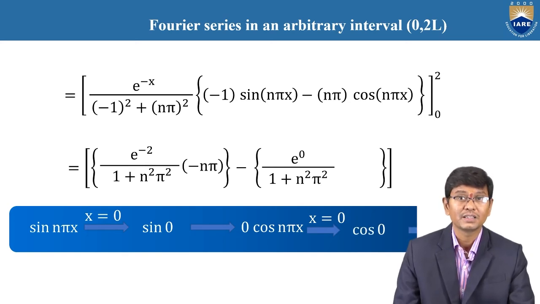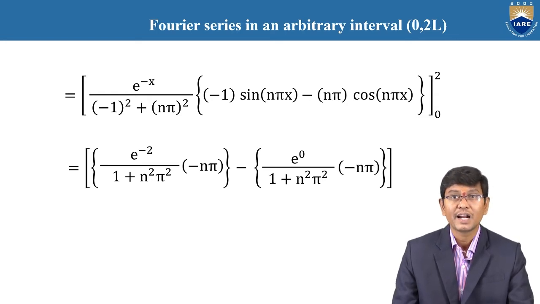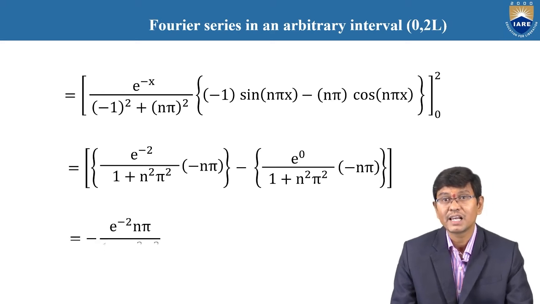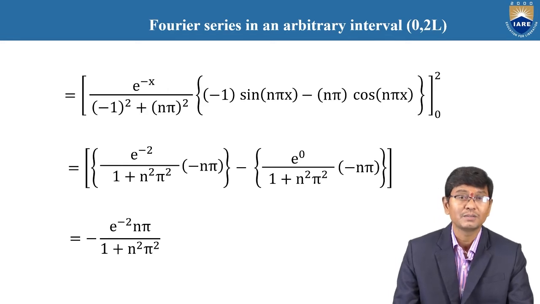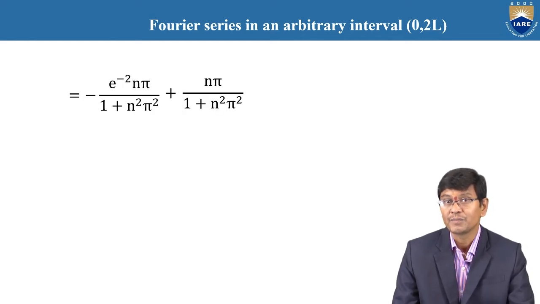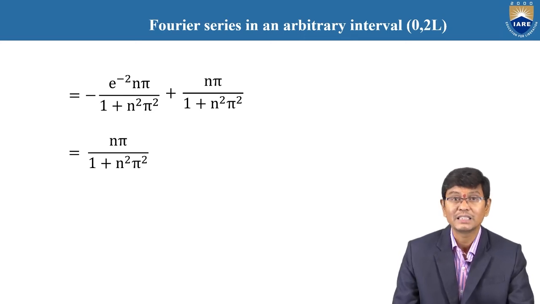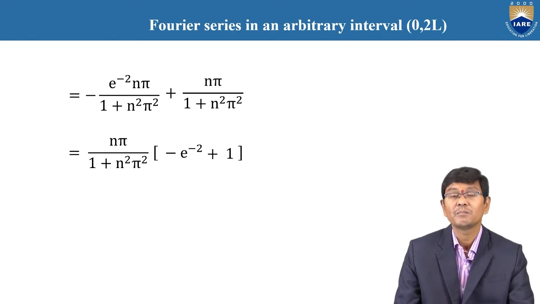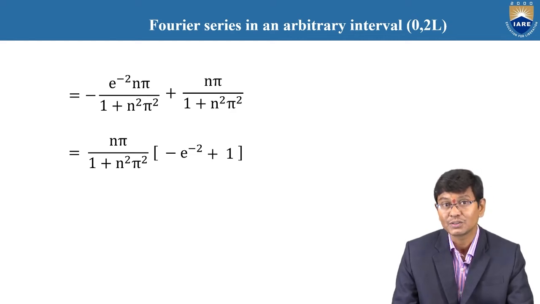By using these two values, while we replace in the second bracket, the value is equal to minus n pi. After simplification, it is clearly obtained that minus e power minus 2 into n pi by 1 plus n square pi square. And the second bracket is also plus n pi by 1 plus n square pi square. Here, if you take n pi by 1 plus n square pi square common, the remaining term within the bracket is minus e power minus 2 plus 1. Therefore, the values a naught, an and also bn are completed.